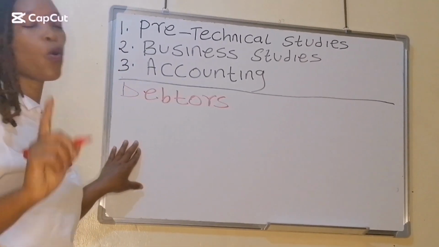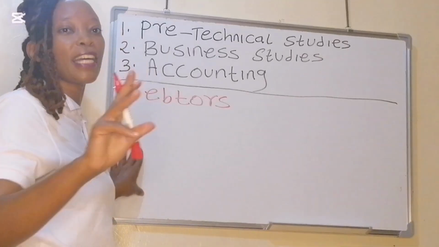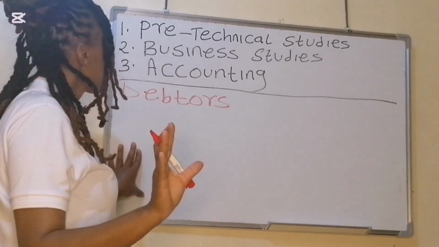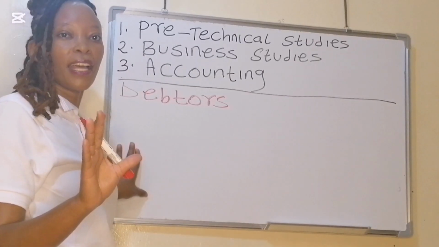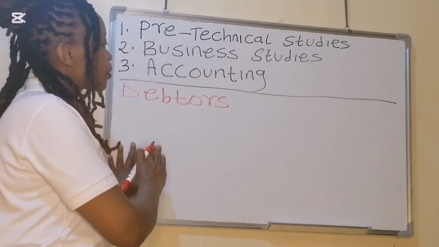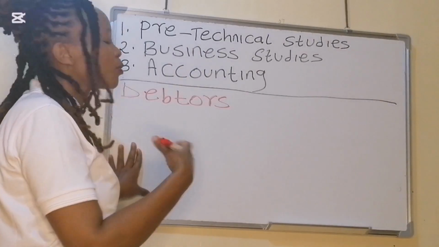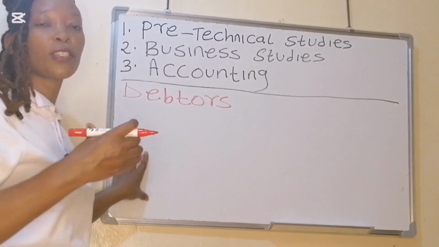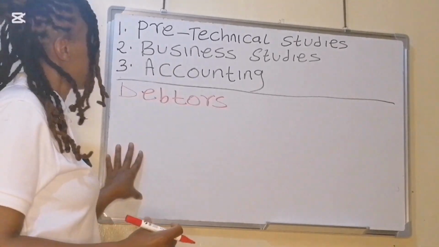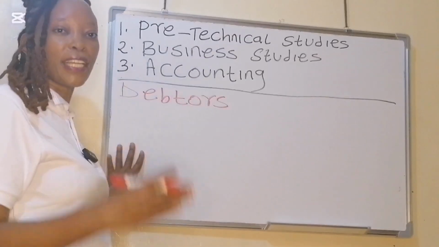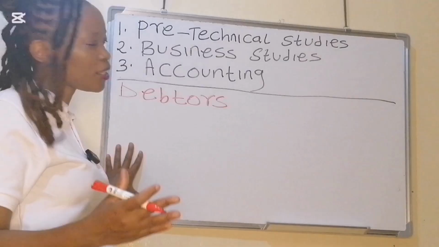Let me explain who are debtors. You have already understood who is a creditor. Who are debtors in your business? I told you when you come across such a question, you want to know who is a debtor, you assume you are the business owner. You have a list of debtors. Who are debtors in your business?